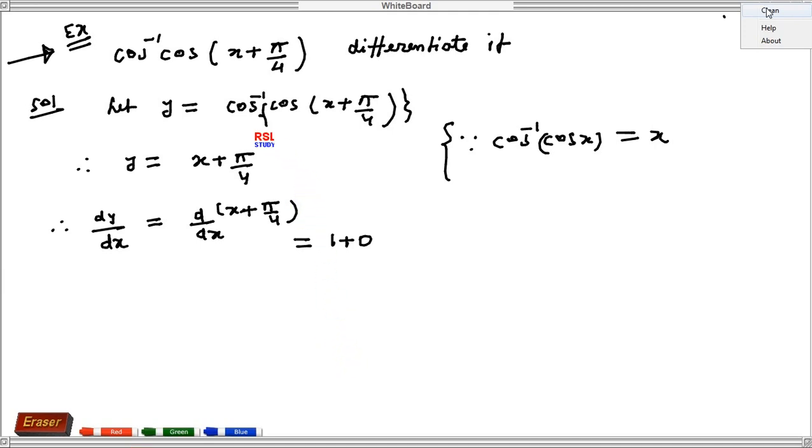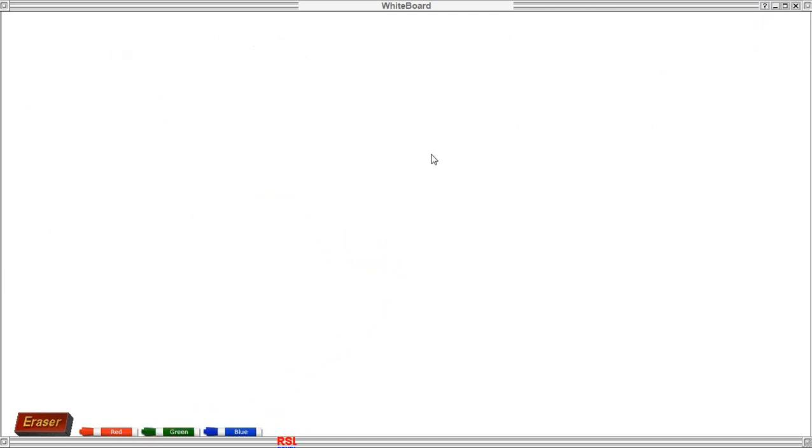So simply this was based on the simple formula, that is cos inverse cos x equal to x. Suppose that this is theta, then cos inverse cos theta will be theta, and this is in terms of x, means this function is in terms of x. So we will differentiate it with respect to x. So differentiating with respect to x, dy by dx equals d by dx of this, so that will be 1, and this, since constant, will be 0. So 1 plus 0, that is 1, will be the answer. Similarly, we will see another question.